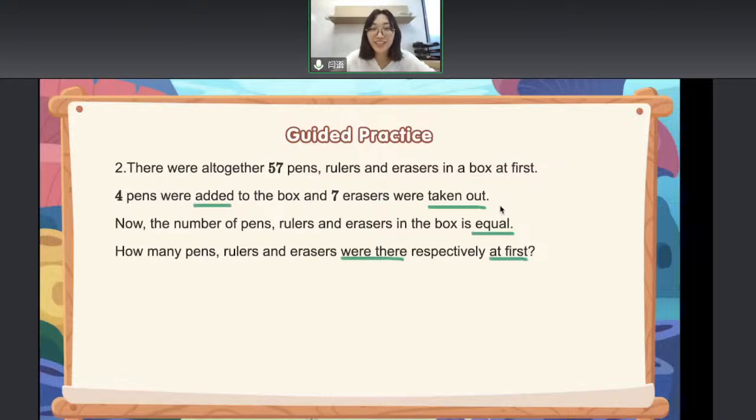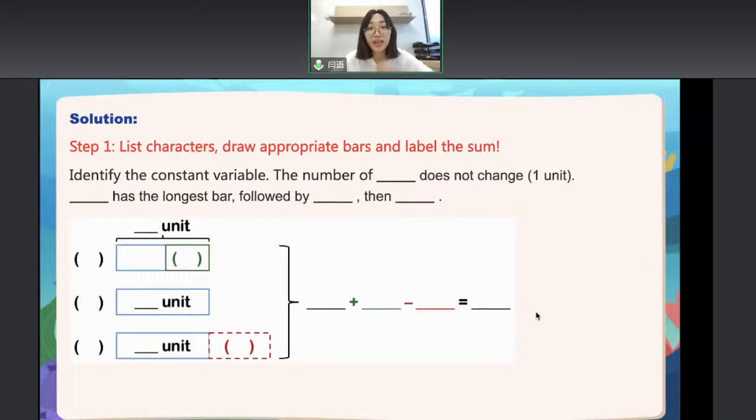Okay, great. Again, read the sentence. 7 erasers were taken out. And then, the number of these stationaries is equal. That is originally, there should be more erasers, right? So actually, you can get eraser has the longest bar, followed by ruler, then pen. Now, try to fill in the brackets. We have pen, ruler, and eraser. Pay attention to the different length of the models as well. And then let's try to analyze.